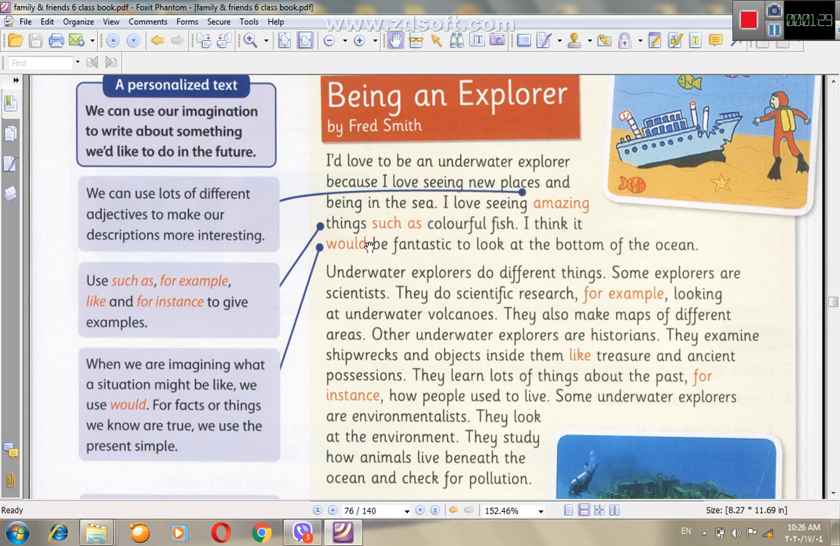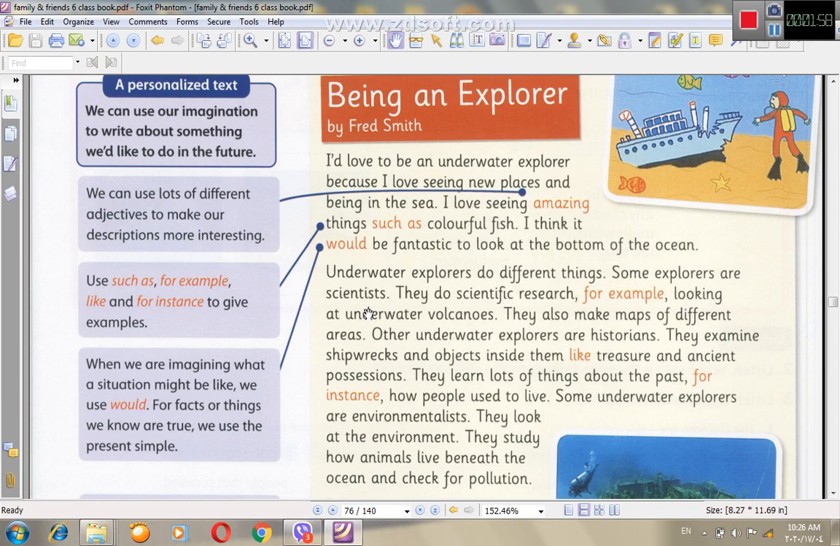So if we ask why Fred likes to be an underwater explorer, because he loves seeing new places and he loves being in the sea, and also he loves seeing amazing things such as colorful fish, and he thinks that would be fantastic to look at the bottom of the ocean. And the second paragraph, underwater explorers do different things.